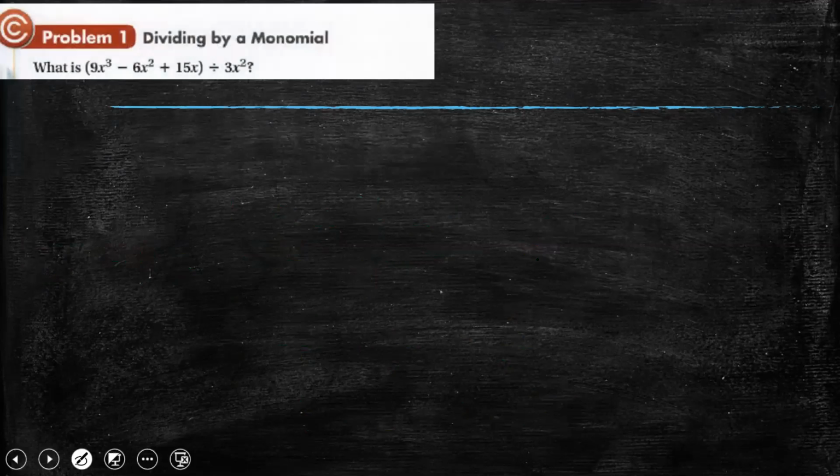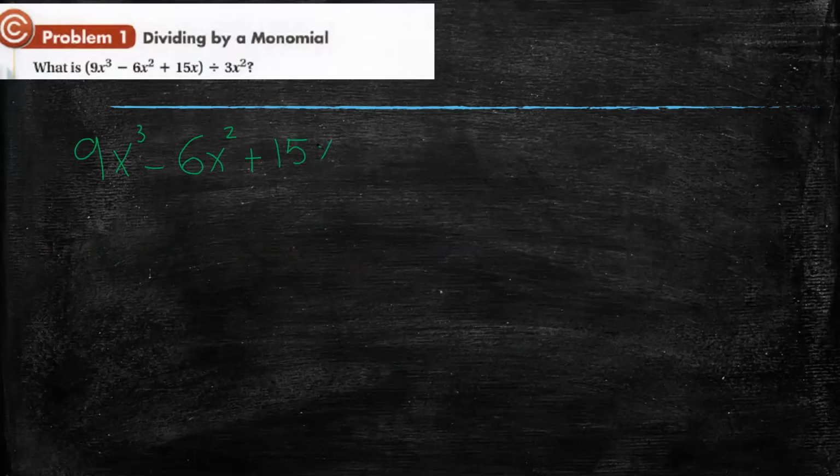Here we can do the same steps when dividing a polynomial by a monomial. A monomial means a term with only one term, and a polynomial has more than two terms. Now let's see how to divide a polynomial by a monomial. In this one, we have 9x cubed minus 6x squared plus 15x, divided by 3x squared.